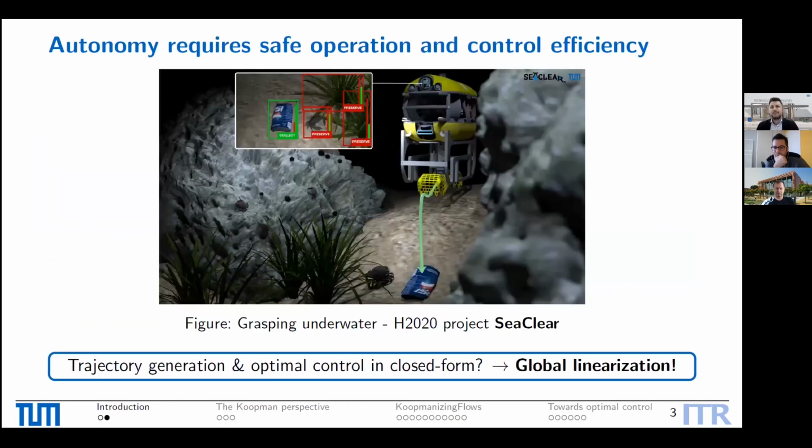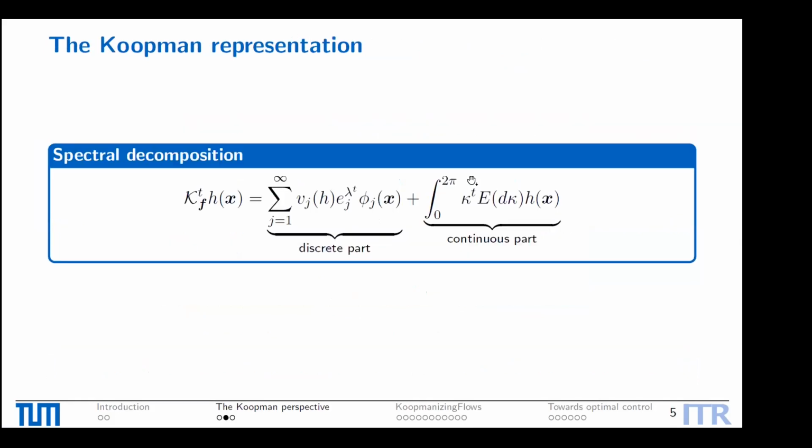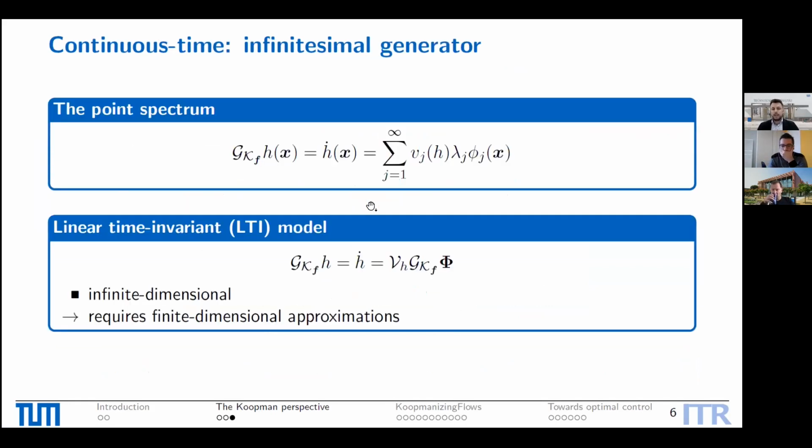So to not bore you with the Koopman theory, we'll skip through it. But the global linearization we'll be doing here is based on Koopman operator theory. We can skip right through this and just tell you what part of the spectrum we are interested in. It's the discrete part, the transient case. And for the system that we consider, with a globally stable fixed point, we can just focus on the discrete or point part of the spectrum without loss of generality.